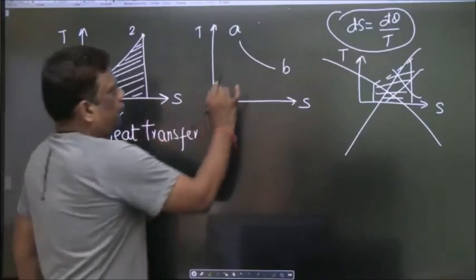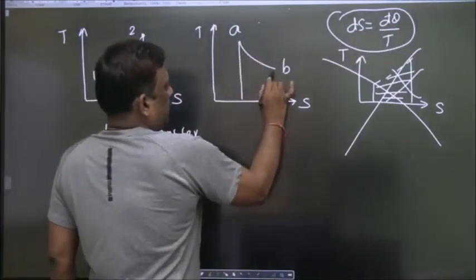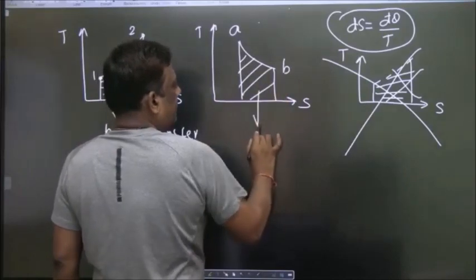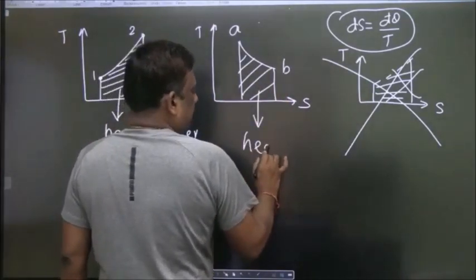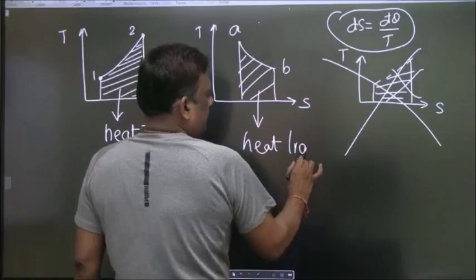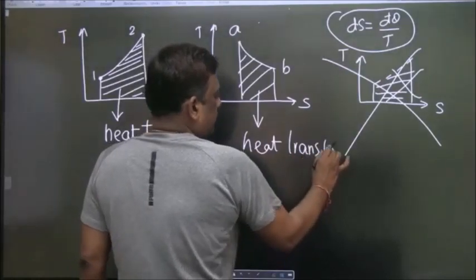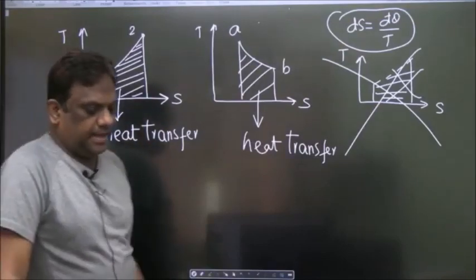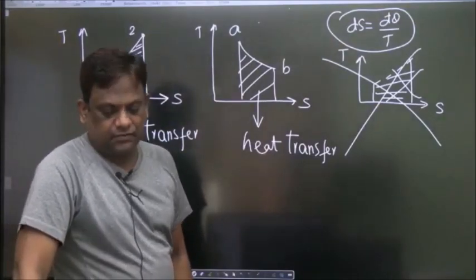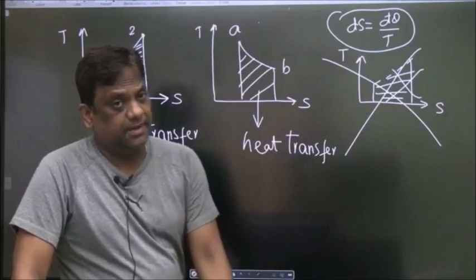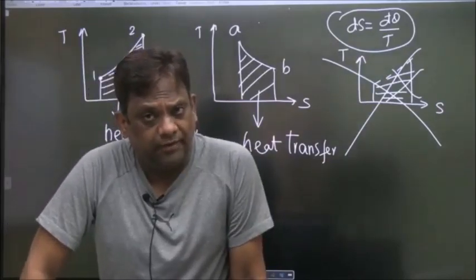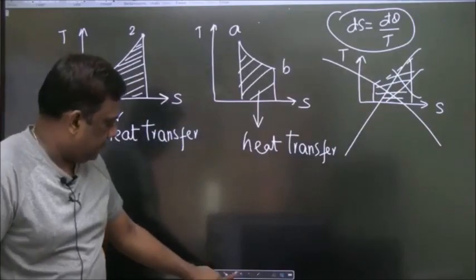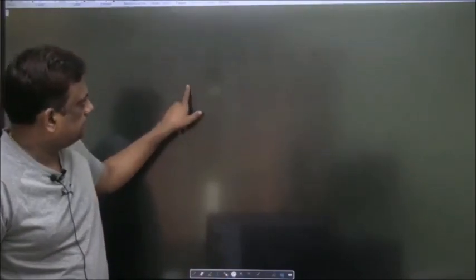Similarly, if you want for this process, project, the area under this curve will give me heat transfer. So the area under the curve when projected on the entropy axis will give me heat transfer. Please tell me, are we clear? All of you, are we clear? चलो आगे बढ़ते हैं. Now, very, very important. So be careful, my dear students.